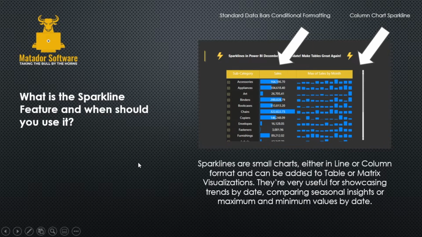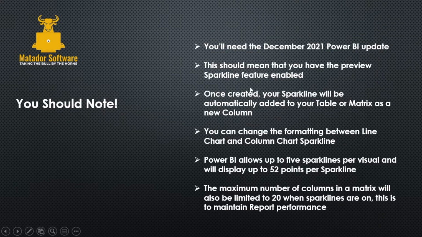So what is the Sparkline feature and when should you use it? Well, they're small charts and we can format these to line or columns, and they can be added to tables or matrix visualizations. As we said, they're useful for showcasing trends by dates, comparing seasonal insights, or maximum and minimum values by date, essentially giving people that ability to make data-driven decisions in an instant.